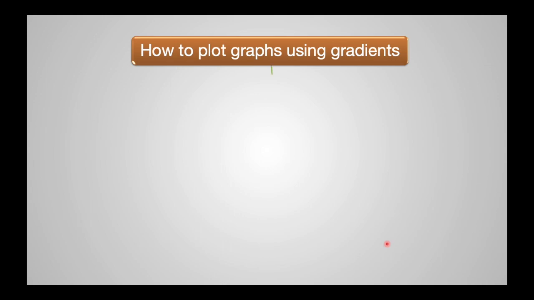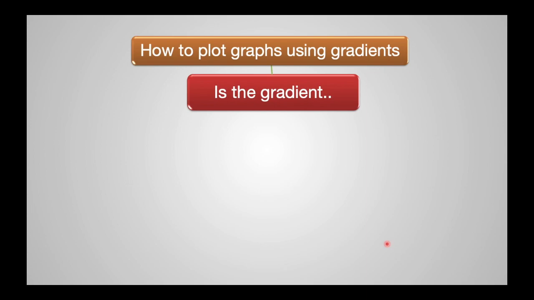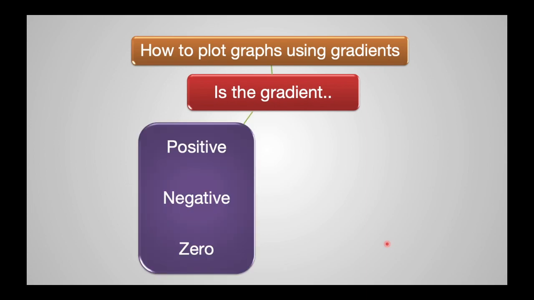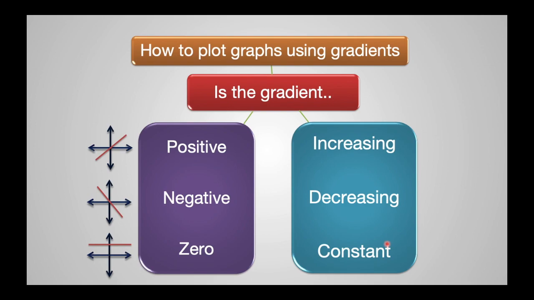In order to plot graphs using the gradient, you should know 2 details about the gradient. First detail, is the gradient positive, negative or 0? Like this is a positive gradient graph, this is a negative gradient graph, and this is a 0 gradient graph. Second question, is the gradient increasing, decreasing or constant? Like this is an increasing gradient graph, this is a decreasing gradient, this is a constant gradient graph. If you get the answers for these 2 questions, easily you can predict the shape of the graph.